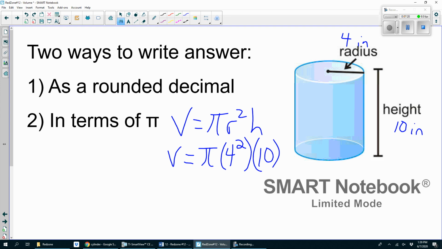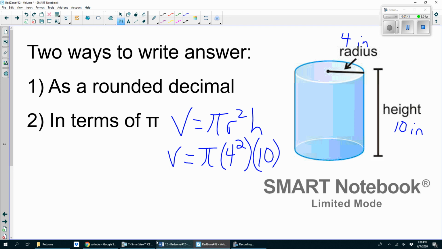Now, if you have a multi-view calculator, you can go straight to your calculator here and just plug that in, and your calculator will give you the answer in terms of pi. If you don't have a multi-view calculator, if you were using the calculator on your phone, on a computer, or you have a different scientific or graphing calculator, it's going to give you a decimal. So we need to talk about that. First, let's get our answer as a decimal.